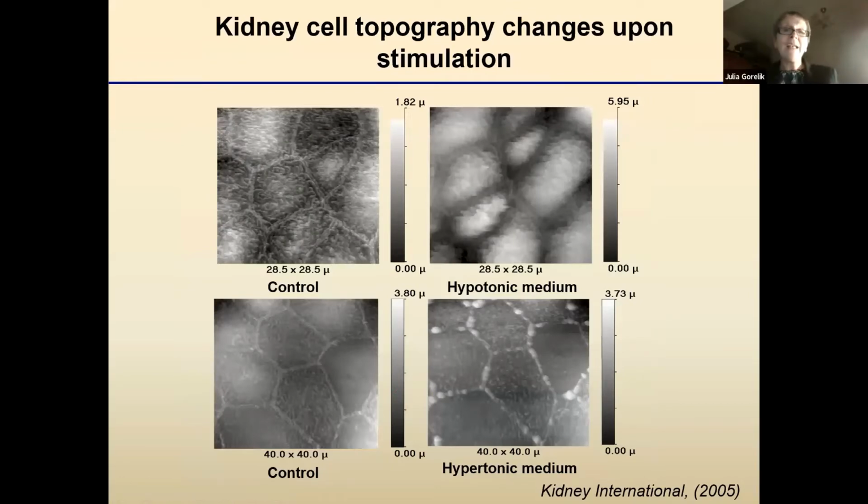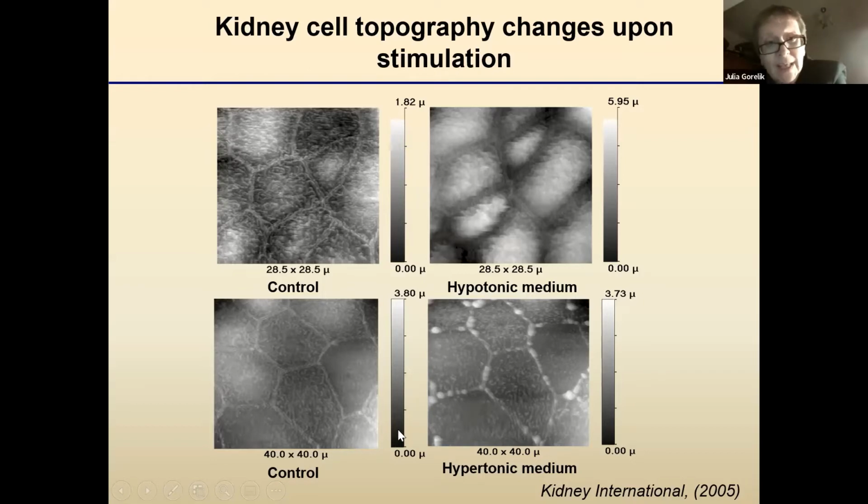Also, we can check the surface of the cells before and during the stimulation. We tried adding the hypertonic medium solution to the live cells, and we can see the beauty of our system when you can follow the same cells. You have cell number 1, cell number 2, and when you add the hypertonic medium stress, you can really see how the surface changes on exactly these cells. So this is live imaging.